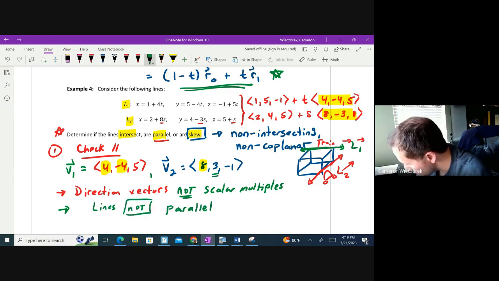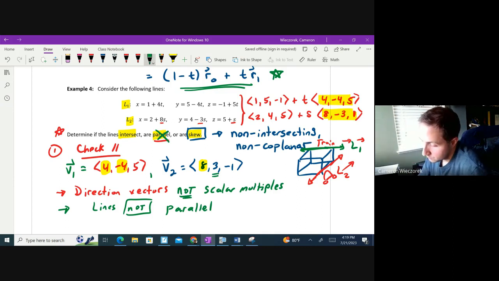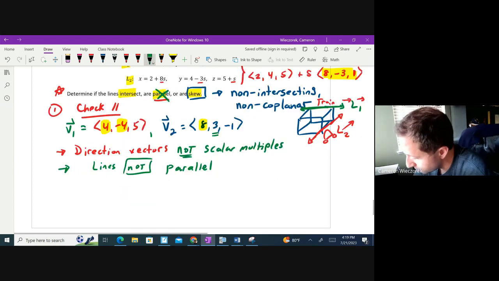Okay, so I'm going to cross that out from my checklist. And now it's really just a matter of doing some algebra. If they intersect, we'll be able to find an ordered pair x, y, z where they cross. And if they're skew, we won't be able to find that ordered pair. So second thing we need to do is check for an intersection.